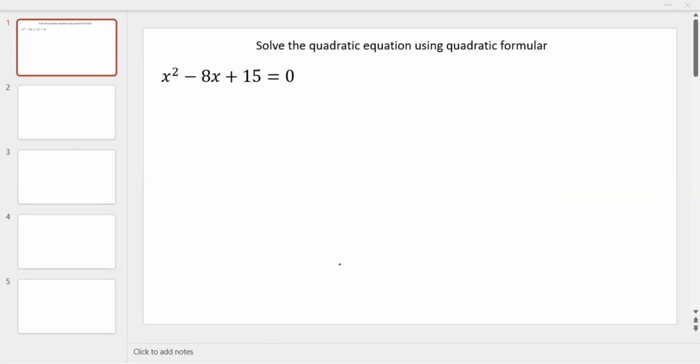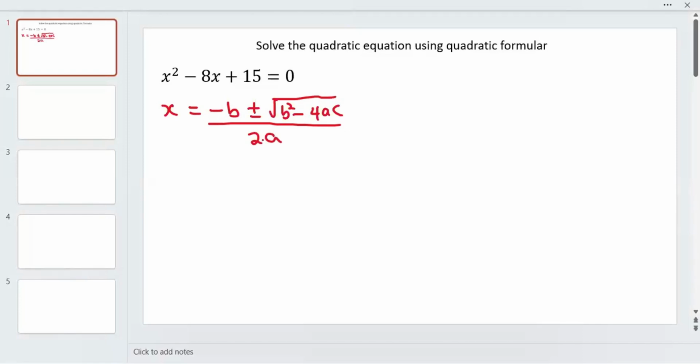We had to solve a quadratic equation using the quadratic formula. So the first thing we are going to do is write out the quadratic formula. Our unknown is x. So we have x equals minus b plus or minus the square root of b squared minus 4ac over 2a.